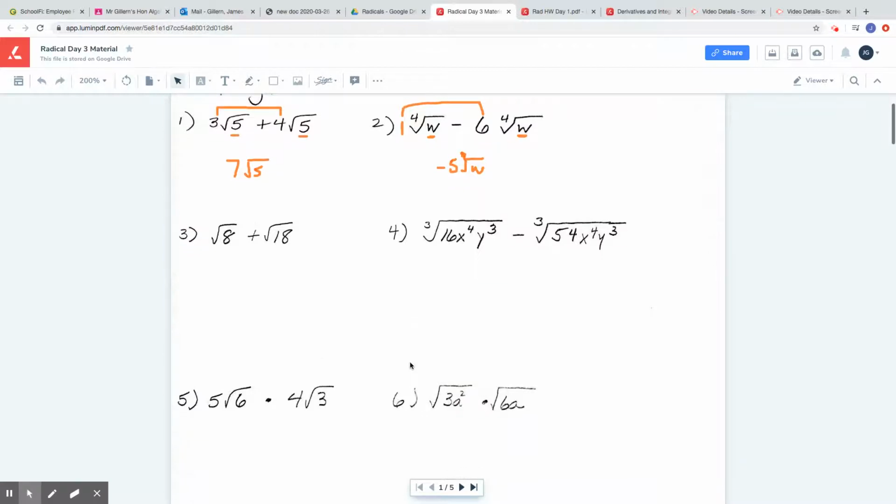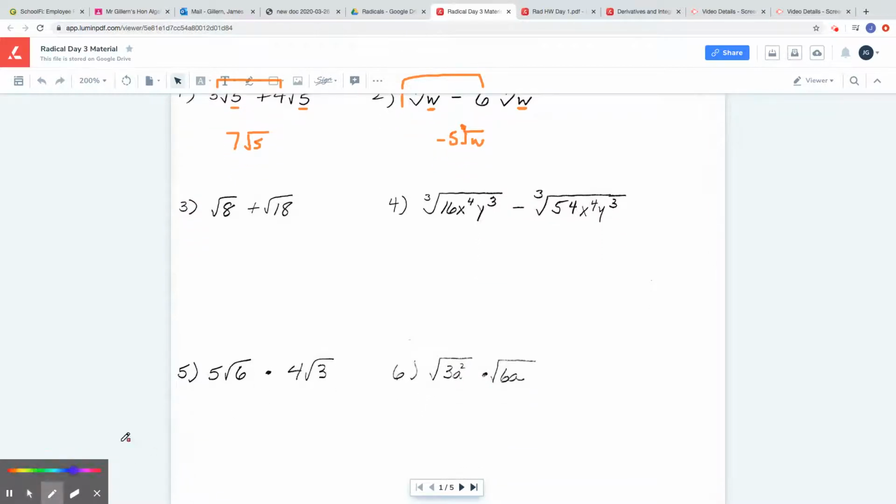Now for number 3, we don't have the same number. We have the square root of 8 and the square root of 18. So what you want to do is simplify them first. The square root of 8 can be rewritten as 2 root 2, because 8 is 2 times 2 times 2, and one of the 2's comes out. 18 is 9 times 2, which is 3 root 2. Now they are the same. Root 2 is there, root 2 is there. So you just do 2 plus 3, which is 5, and I get 5 times the square root of 2. And there's my answer for number 3.